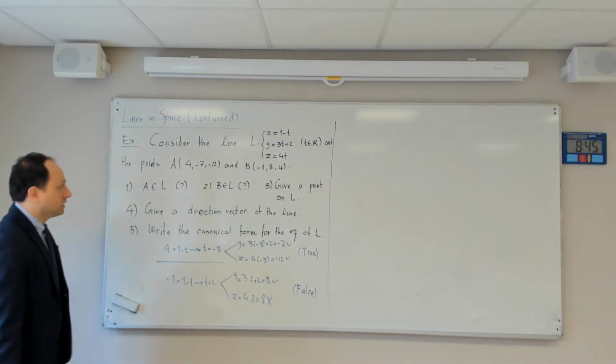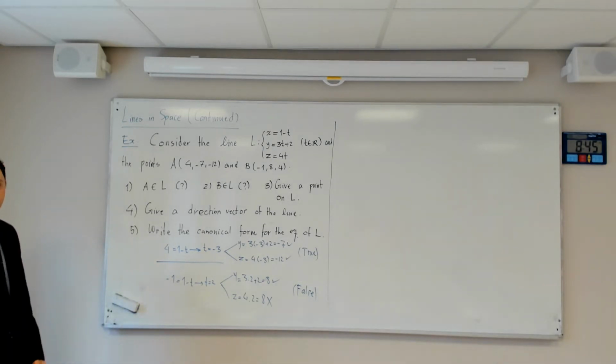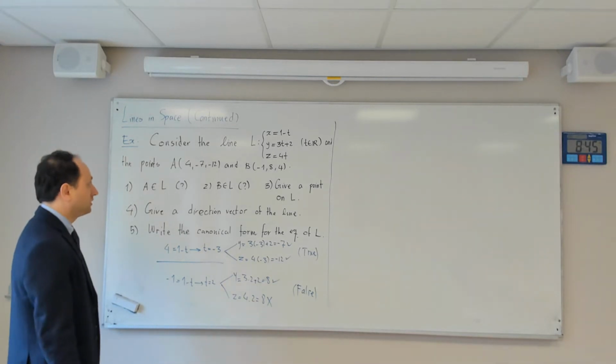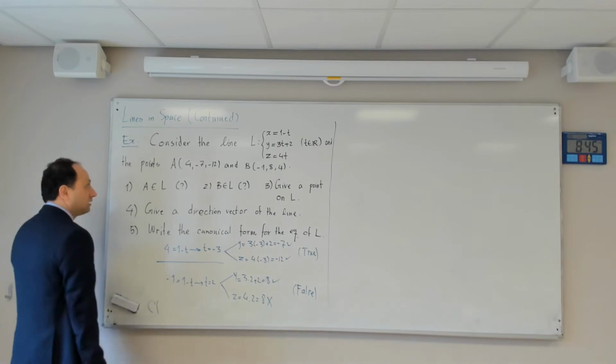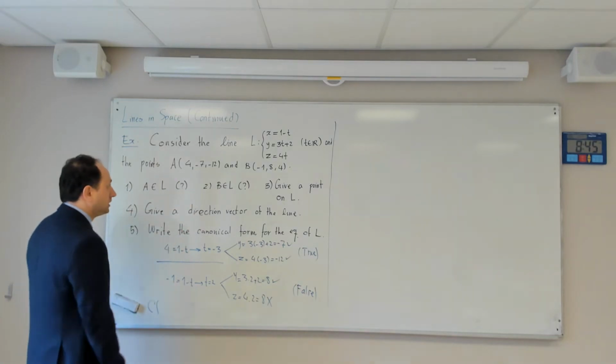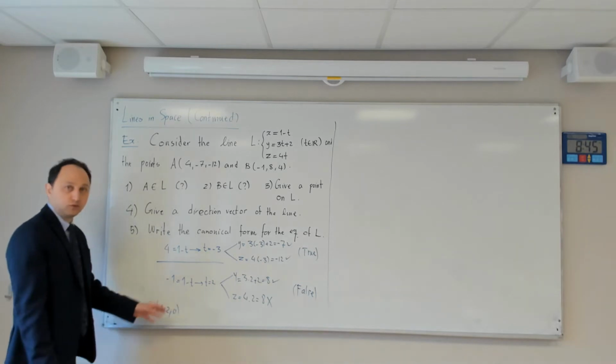Okay, now if I ask you to give a random point on L, what do you do? You pick any number for t and put it there. So the simplest one, it hasn't been repeated before, is 0, yes? So probably a random point is C, put t equal to 0. And it becomes 1, 2, and 0. So that's a random point.